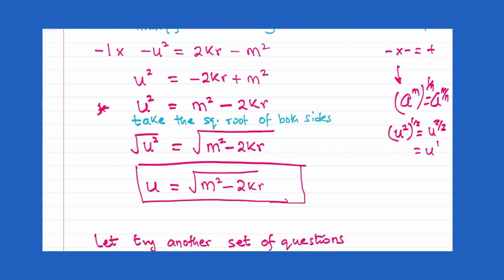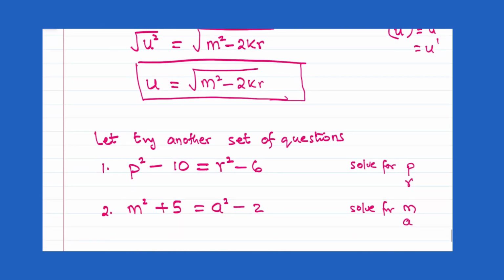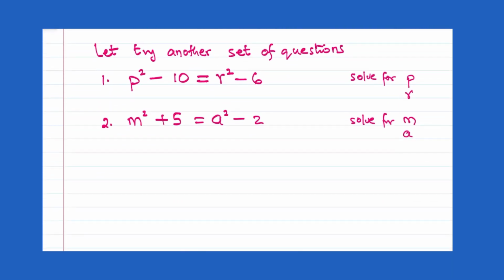So we'll move on now to another problem. So let's try this one now. p squared minus 10 is equals to r squared minus 6. We are going to break everything down. Solve for variable p and solve for variable r. In the second question, I will solve for m, and I will leave you to solve for variable a. This way, you'll be able to build your confidence and be reassured that yes, I too can solve this problem.